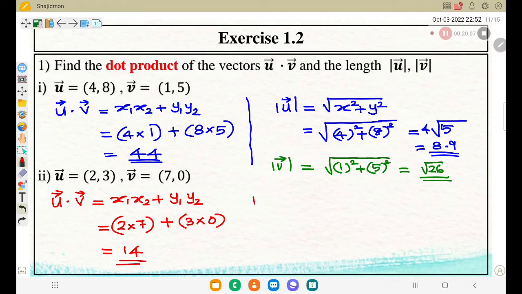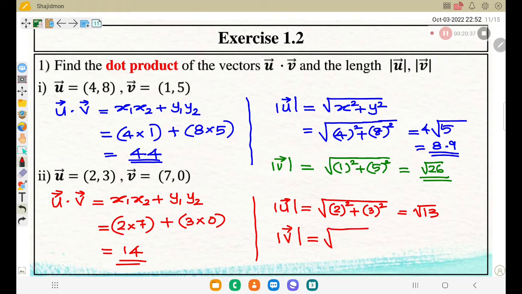Just to practice only. Now we can calculate absolute of u and absolute of v. What is absolute u? Root of 2 power 2 plus 3 power 2, correct? So we will get root of 4 plus 9, that means root 13. Hope you understood. And absolute of vector v equals root of 7 power 2 plus 0 power 2, so root of 49, that means 7.